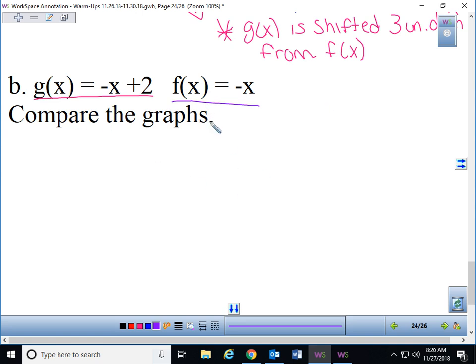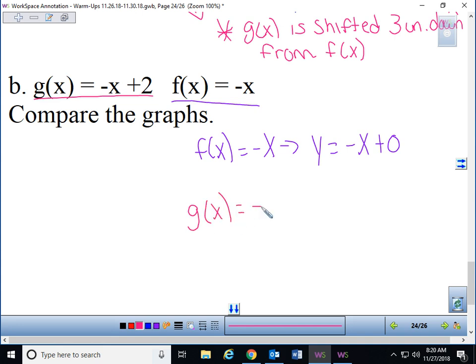Well, I'm just going to rewrite them. So I know f of x equals -x, which is a fancy way to say y equals -x plus 0. And g of x equals -x plus 2. Again, this is a fancy way to say y equals -x plus 2. We're just going to look at our y-intercepts. So the y-intercept on our original f of x is 0. The y-intercept on our g of x is plus 2. Well, it's a positive y-intercept here on the g, which means that it's above 0.